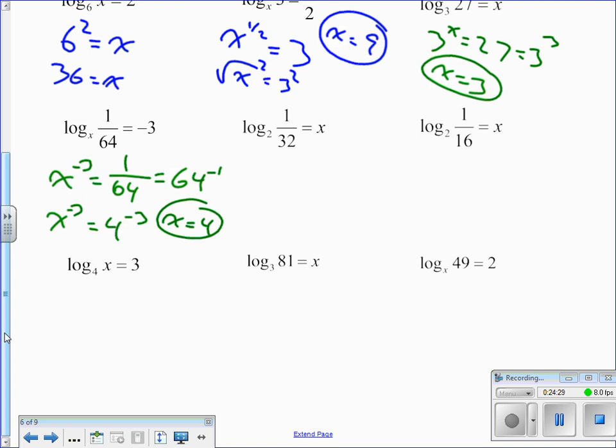Okay. Rewrite the next one. 2 to the x is equal to 1/32. So can I write 1/32 as 2 to some power? That's what I want to try to do here. So 32 is 2 to the 5th. 1 over that would be 2 to the -5. So 2 to the x is equal to 2 to the -5. x equals -5. If the bases are the same, the exponents are the same. The exponents are the same, the bases are the same.